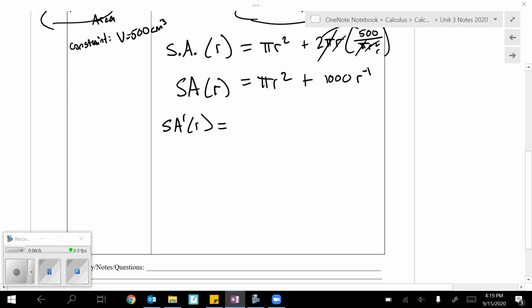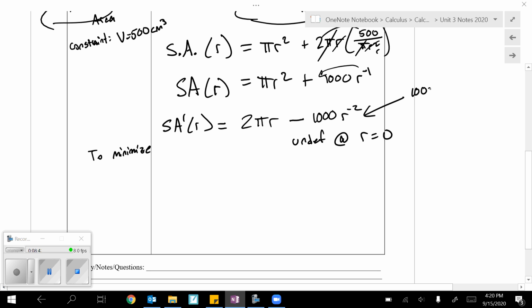So let's derive this with respect to r: 2 pi r minus, because the minus 1 is going to come down here, minus 1,000 r to the negative second power. So then to minimize, we need to find our critical points. Let's set that equal to 0, but first let's just do undefined real quick. It's undefined at r equals 0. The reason why is because really this is 1,000 over r squared, right? So if r equals 0, divide by 0, universe explodes. Good job, you did it again. Okay, so there's one of our critical values.